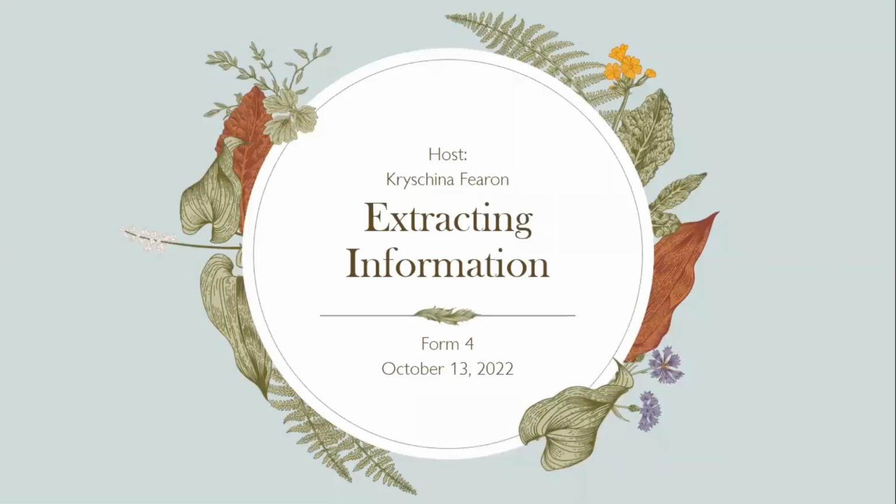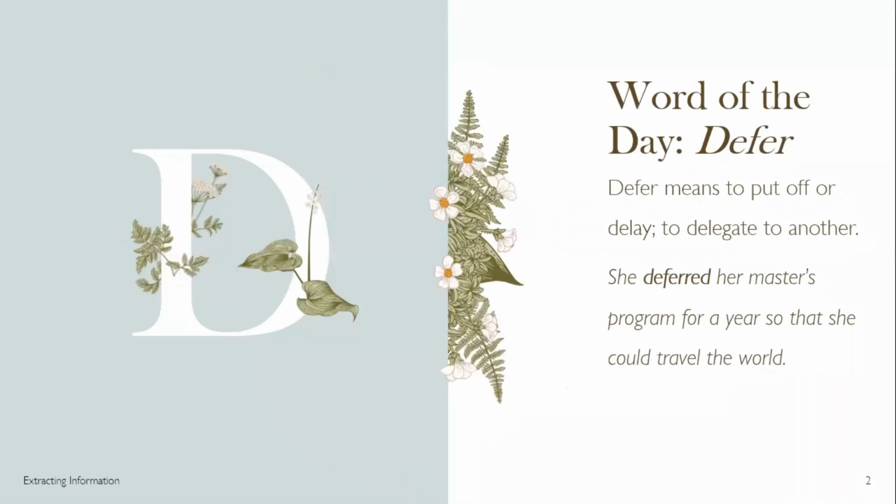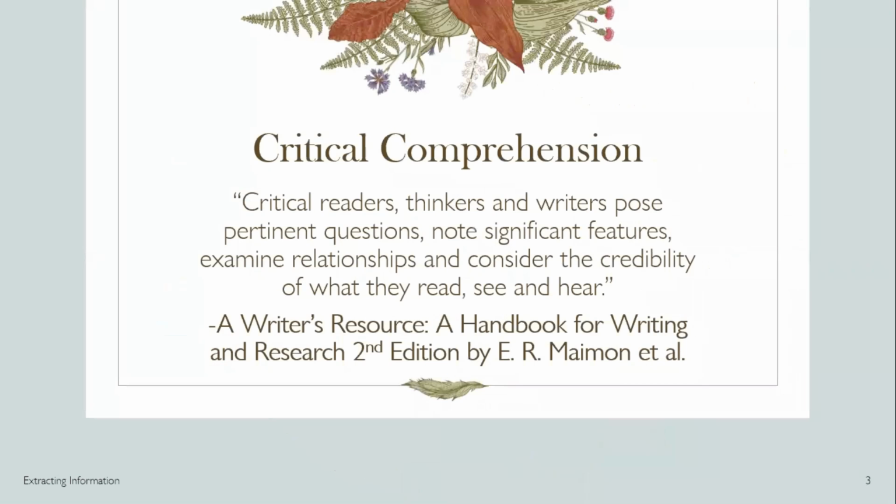Right. So last class, we started extracting information, as was said before. And we talked about critical comprehension. So critical readers, thinkers, and writers pose pertinent questions, note significant features, examine relationships, and consider the credibility of what they read, see, and hear, right?